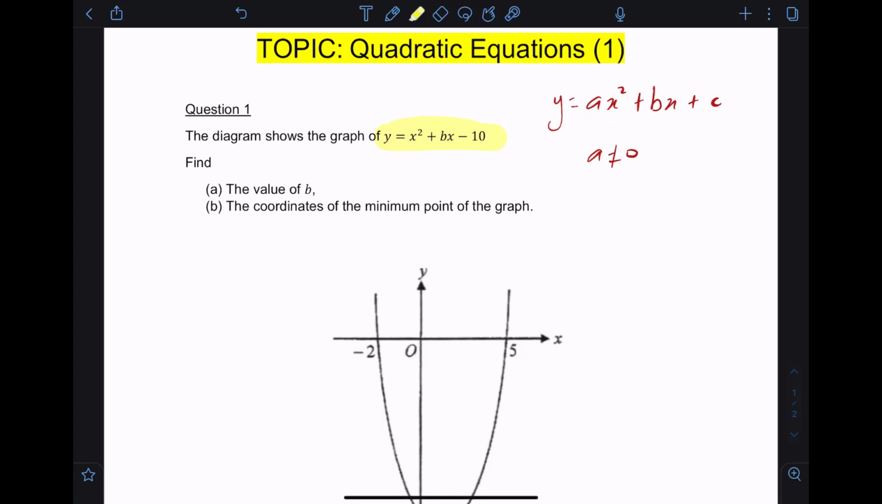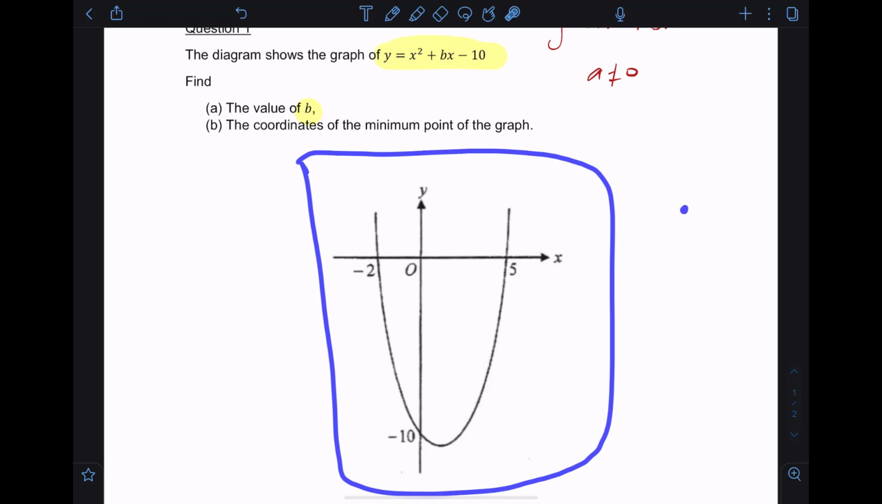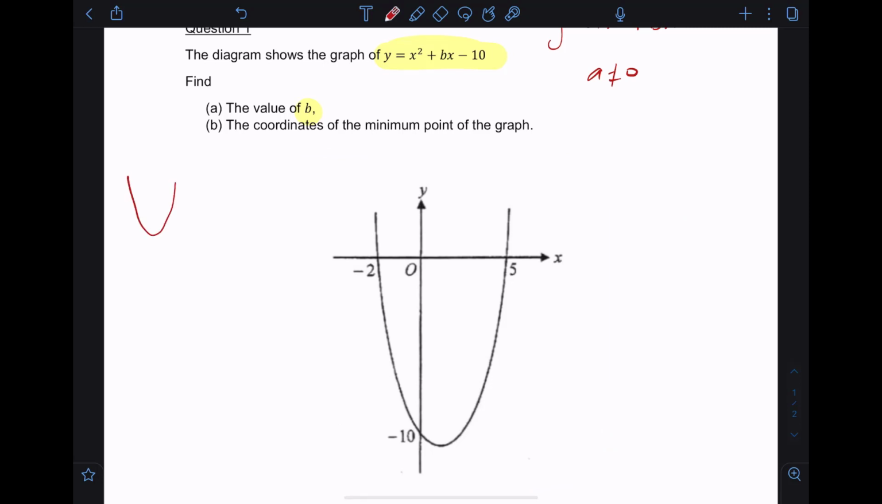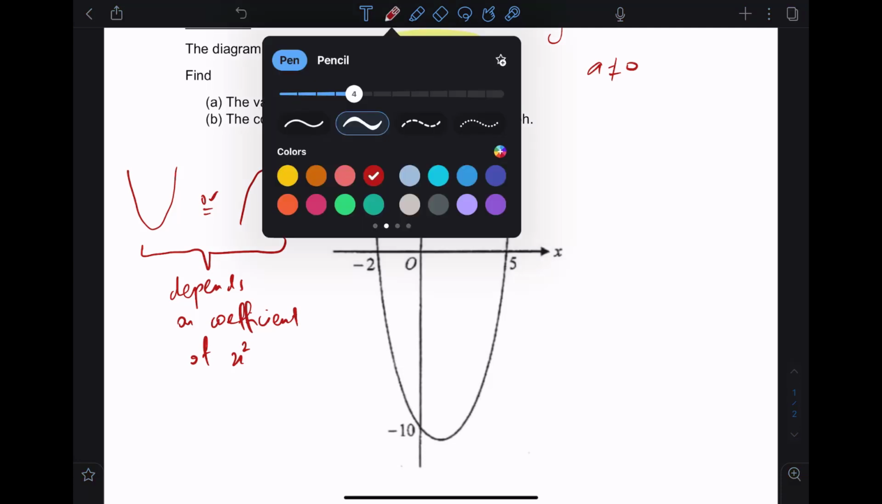First question, find the value of b. B is unknown. B is the coefficient of x. And the way to do that is to focus our efforts on this diagram. So we have a quadratic smiley face. The graph goes like this, or a quadratic graph can also go like this. This depends on the coefficient of x squared.